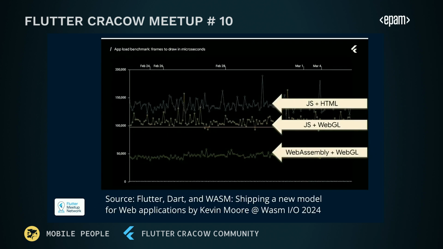So, two slides that I took from Kevin Moore, who is the project manager of the Flutter Web team, and this is from his Wasm.io talk, and he shared two benchmarks about the frames per second. They had the example app, and they were observing those frames across different releases of their app. And it was visible that the Wasm builds were much more performant.